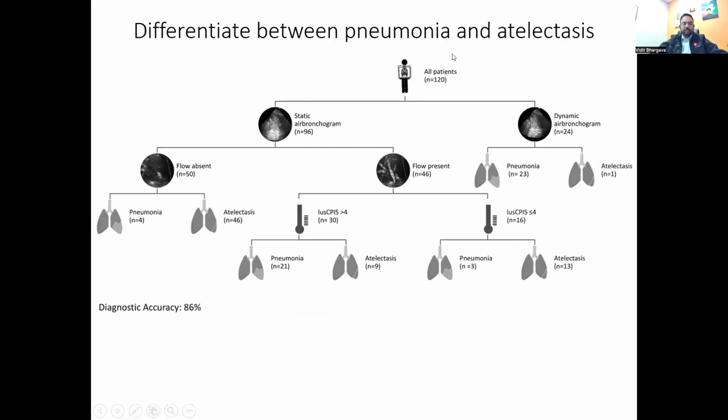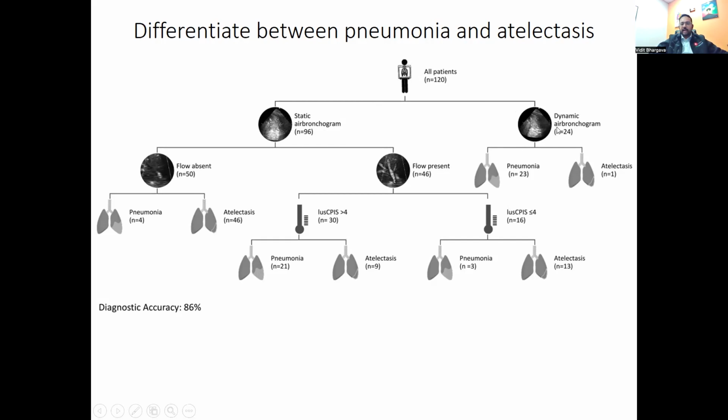There was a study that was published a couple of years back, trying to look between pneumonia and atelectasis. And I wanted to spend a few minutes just talking about this, since that's been one of the questions that comes up quite commonly, especially as people get facile with lung ultrasound and start to pick up on these air bronchograms and consolidation. In this study, they had about 120 adult patients, and they broke down the patients by presence of either static or dynamic air bronchograms.